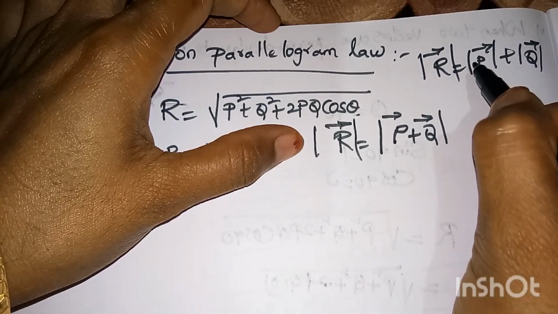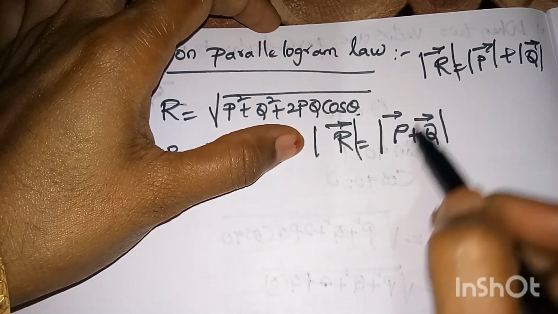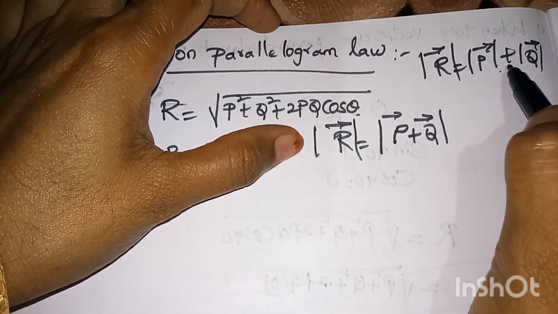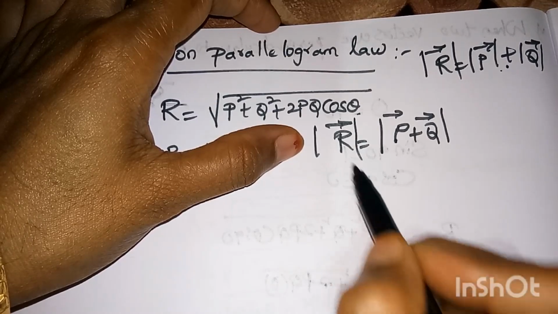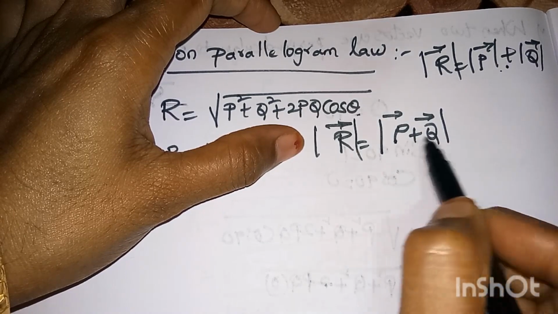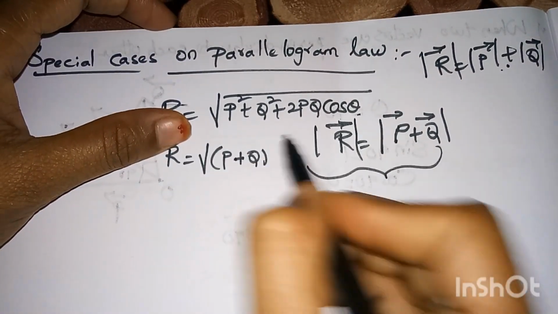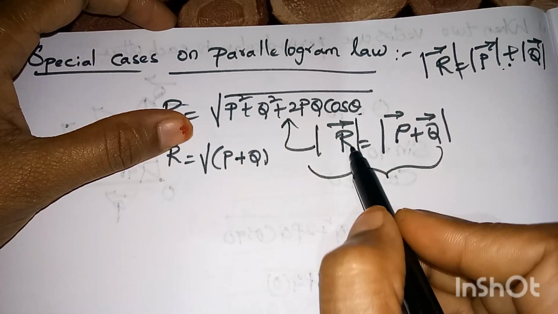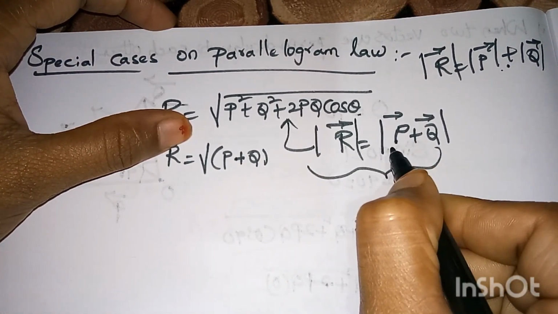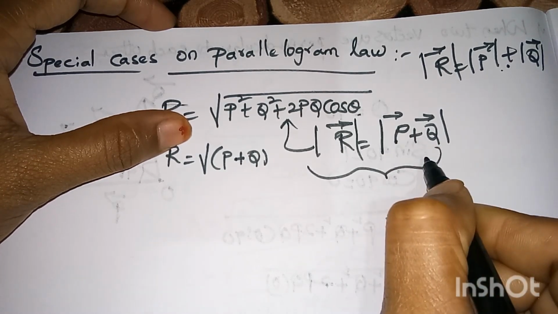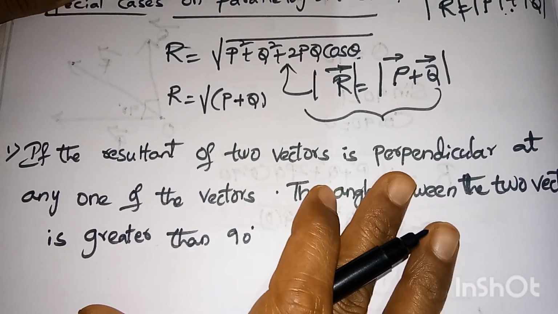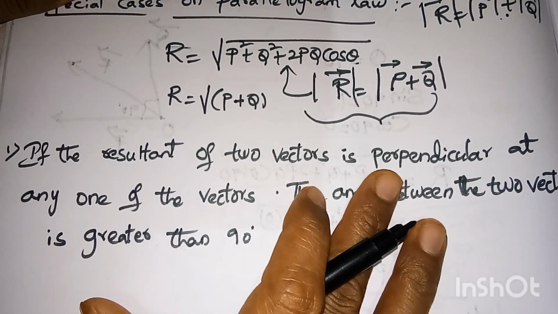These two are so different. Here the resultant is equal to the sum of magnitudes of two vectors, and this is the magnitude of resultant equal to the magnitude of the sum of two vectors. So R is equal to the magnitude of the sum of two vectors, that is under root P square plus Q square plus 2PQ cos theta. Now we are going to discuss some more special cases based on parallelogram law.